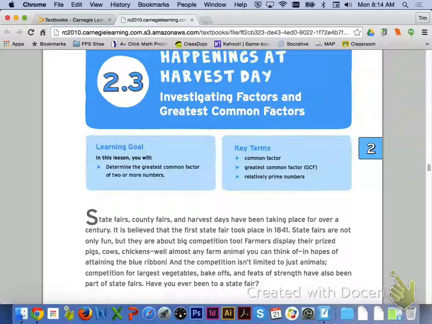Let's take a look at the lesson introduction to get us ready for 2.3. It says that state fairs, county fairs, and harvest days have been taking place for over a century. It is believed that the first state fair took place in 1841. State fairs are not only fun, but they are about big competition too.